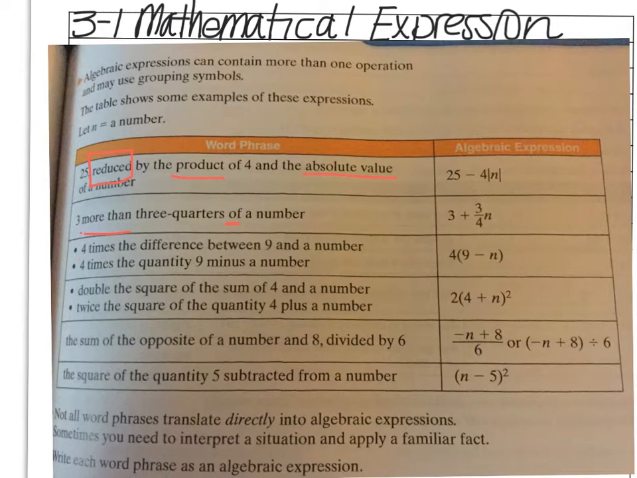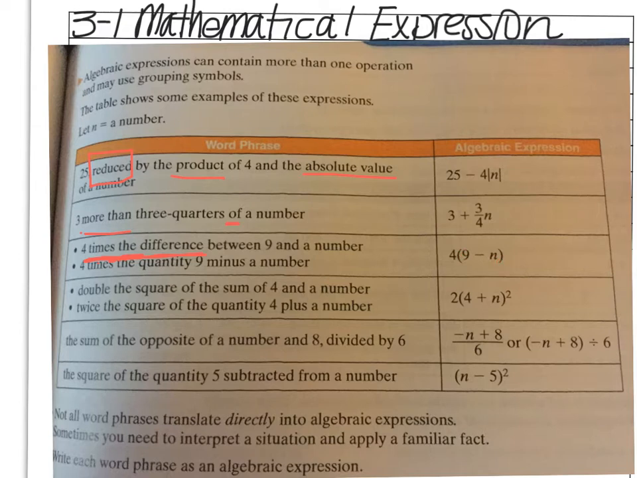Here we have 4 times the difference. So you're multiplying by the difference between 9 and a number. So when we look at here, we have 4 times the difference of 9 and a number. So the difference means to subtract, and 4 means you're multiplying it by that difference. That's why this is in parentheses.